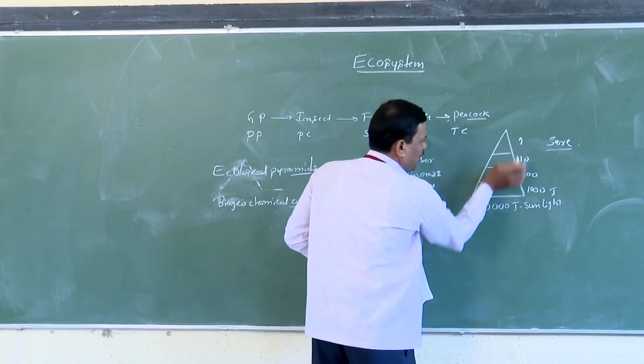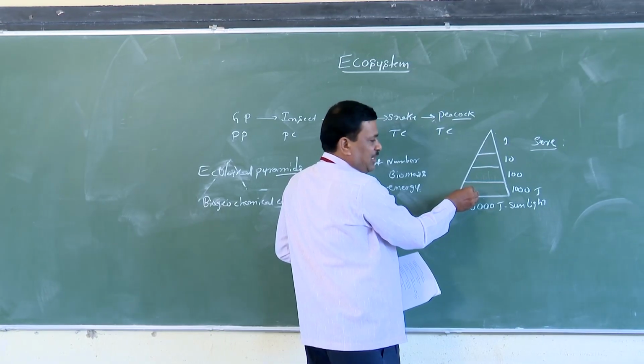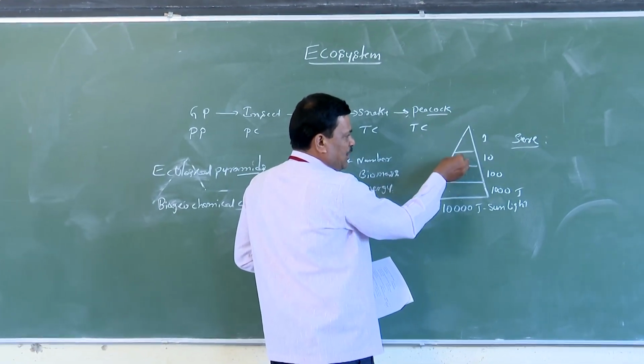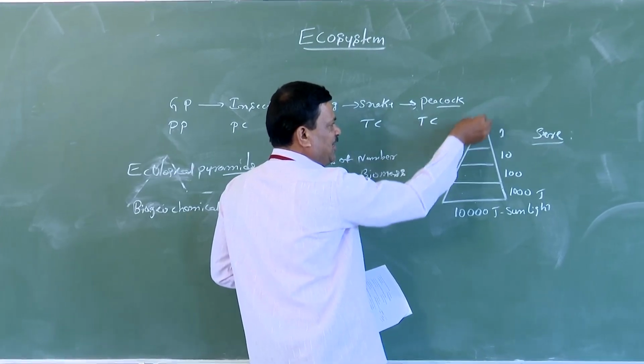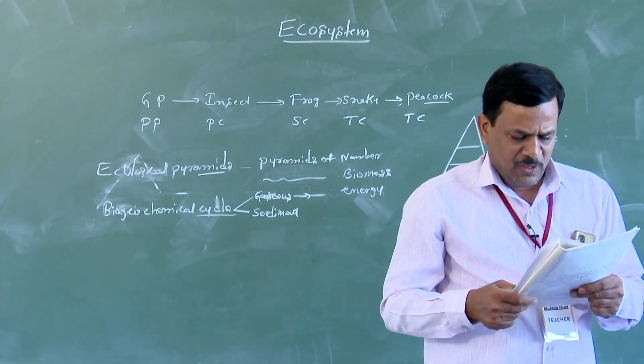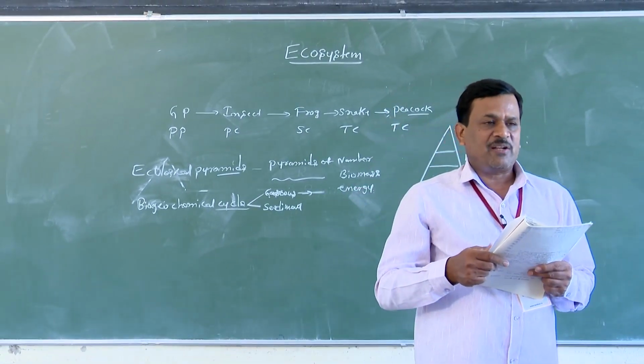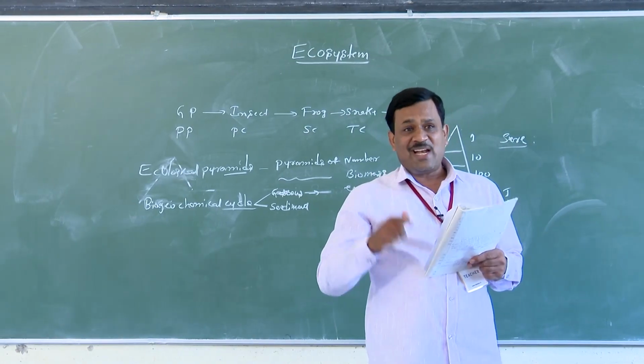For example, the first ones are microorganisms, next are phytoplankton and zooplankton, and last are small fishes and large fishes. Primary, secondary, tertiary. That is also called always upright. The river ecosystem is always upright, but the sea ecosystem is inverted. Later I will explain.